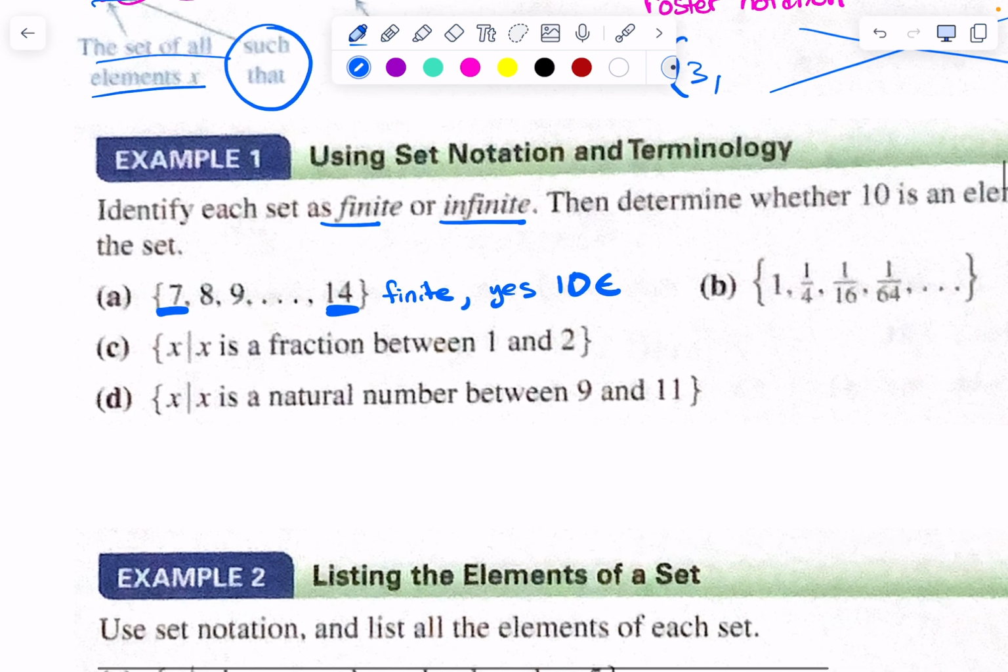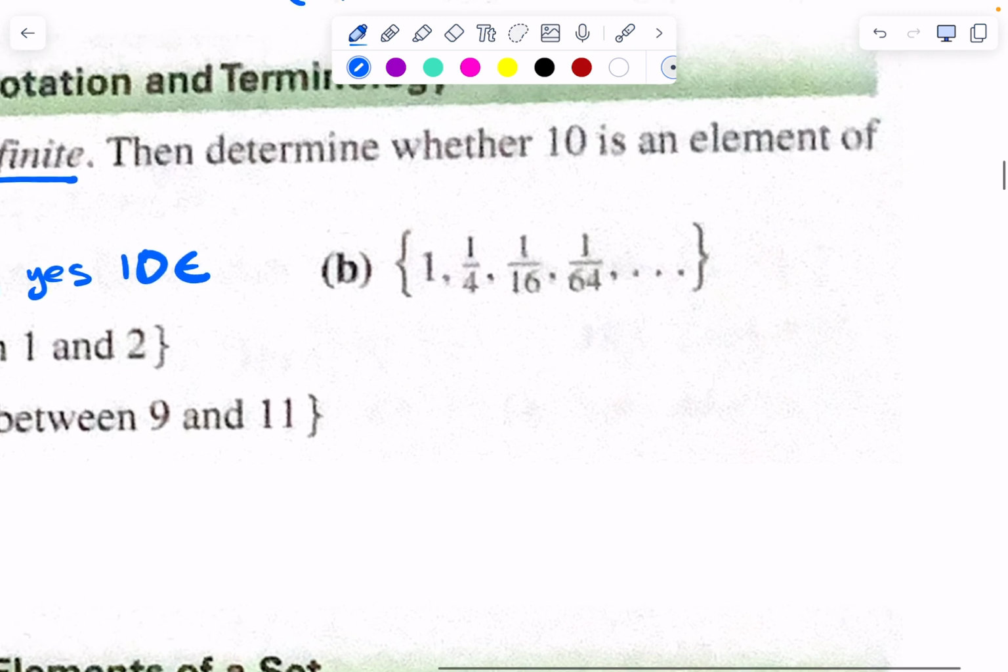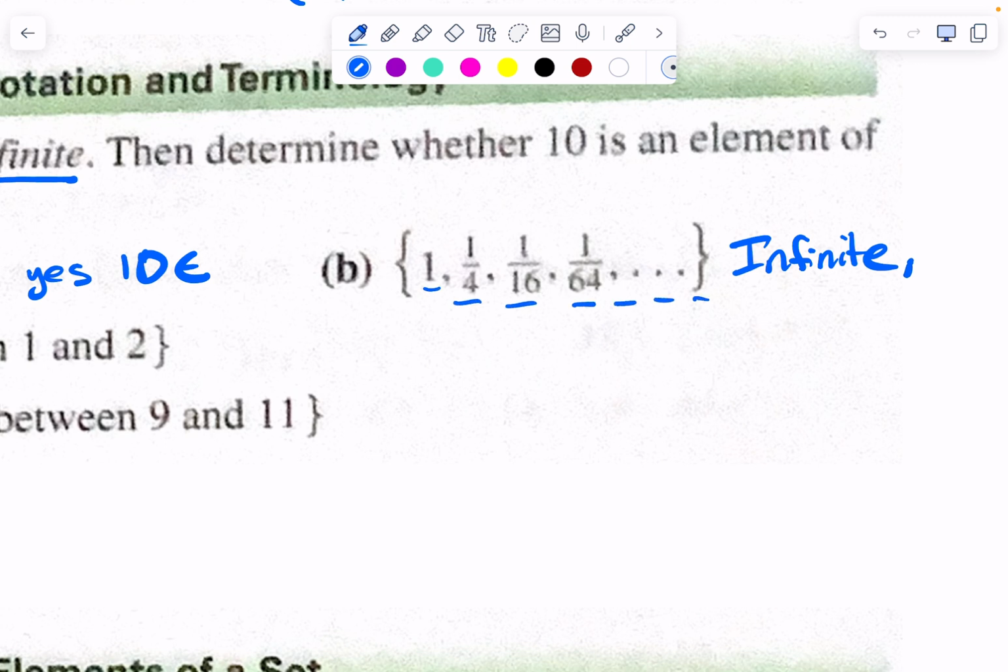Okay, B. Finite or infinite? Infinite. Is 10 an element? I'd say no. These numbers are getting smaller, so they're not going to touch 10. 10 is not an element.